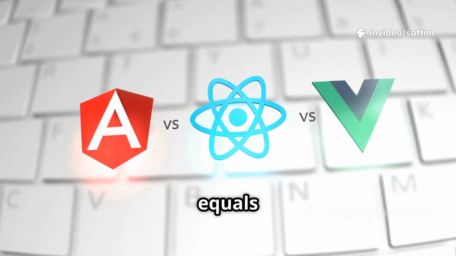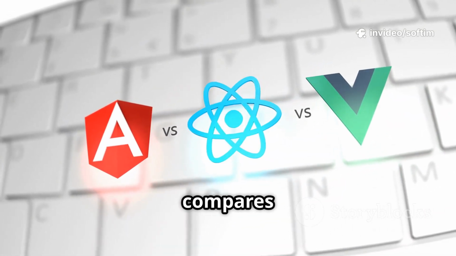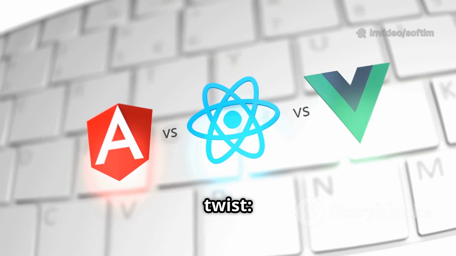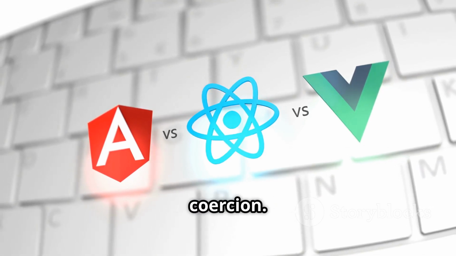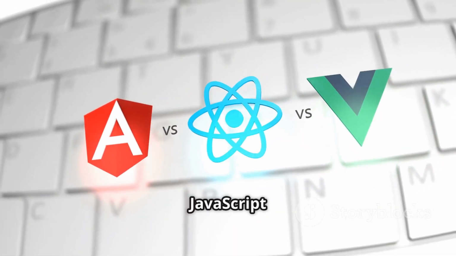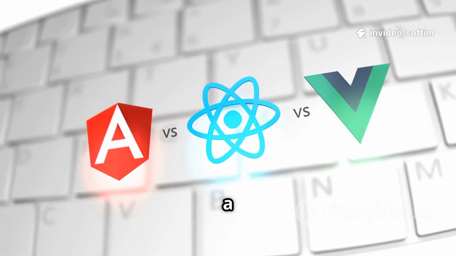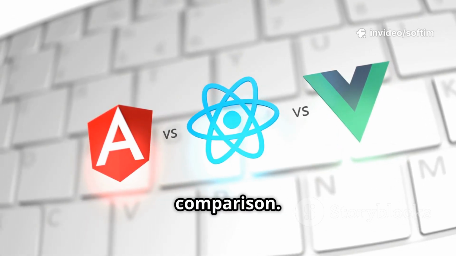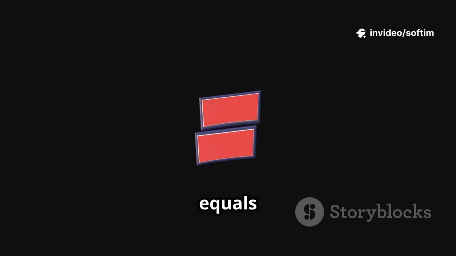Next up is the double equal sign. This operator compares values for equality but with a twist. It performs type coercion. This means that if the values being compared are of different types, JavaScript will attempt to convert them to a common type before making the comparison. Finally, we have the triple equal sign.